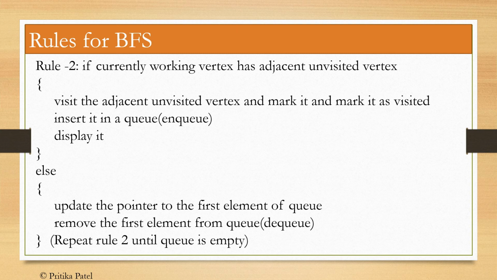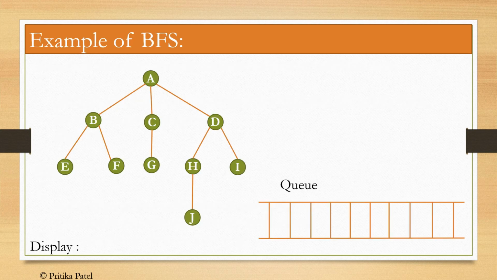If the condition is false, then the else part is executed. So in the else part, update the pointer to the first element of the queue, right? Then remove the first element of Q, so here the DQ operation is performed. And repeat rule number 2 until Q is empty. So this rule number 2 is repeated until Q becomes empty. Right? Now an example of BFS.